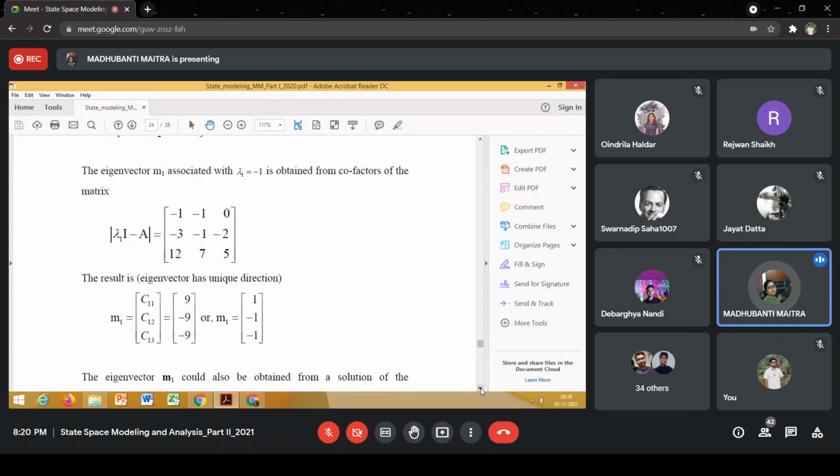So M1, let's take the cofactors along this particular row. Please check. M1 will be C11, C12, C13. Please check whether these are the cofactors or not. M1 is a column vector and the elements are C11, C12, C13.